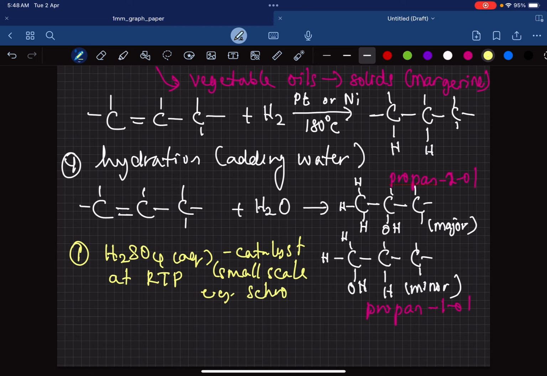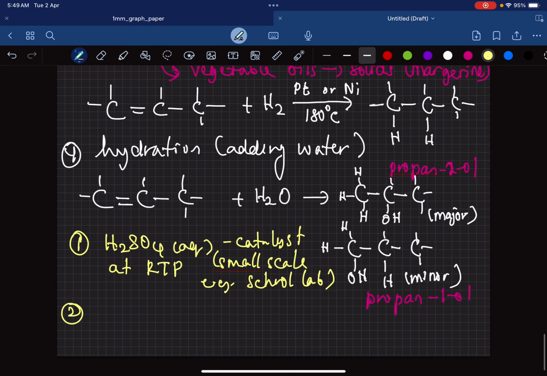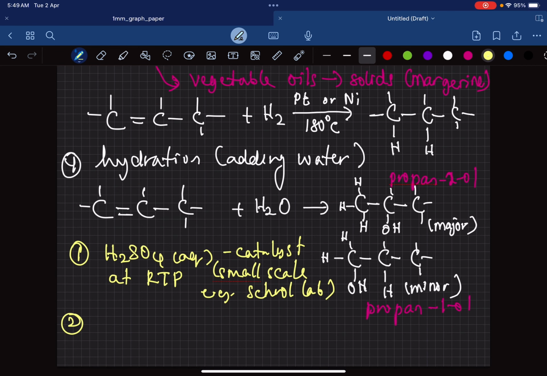But on an industrial scale, where you're going to end up producing a lot of alcohol, you use phosphoric acid as a catalyst. You use a pressure of 60 atmospheres and a temperature of 300 degrees Celsius. All right, so that would be in industry.